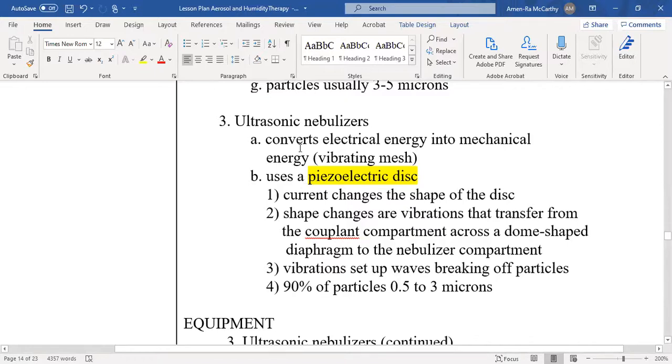So the ultrasonic nebulizer converts electrical energy into what? Mechanical energy. It converts electrical energy into mechanical energy by using the vibrating mesh from the piezoelectric disc. The cupulent part you don't have to know, but you do need to know number four. 90% of those particles are 0.5 to 3 microns. All right, very important.